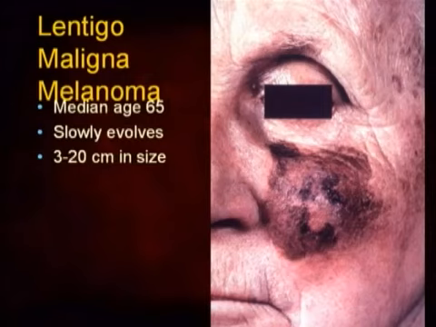So here, when you think about those A, B, C, D, this is bad news all the way around. It's asymmetric. The border is not even here. The color, it's got light areas and dark areas. The diameter is certainly greater than a pencil eraser here. And there's a good chance that this has changed as time's gone on. So this should definitely send up some red flags for you.